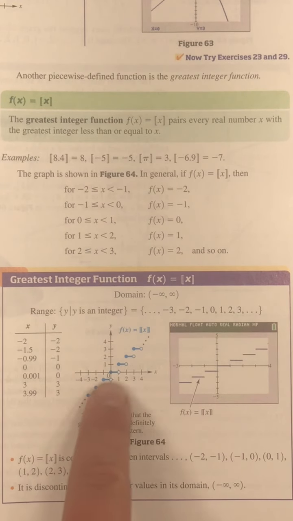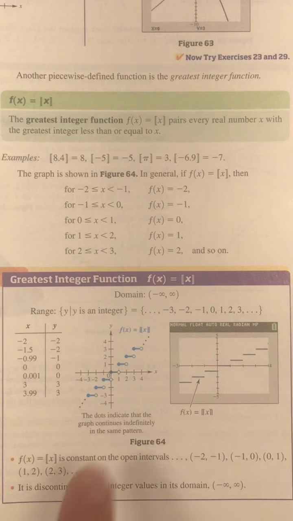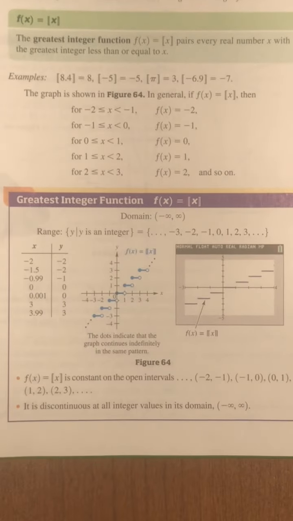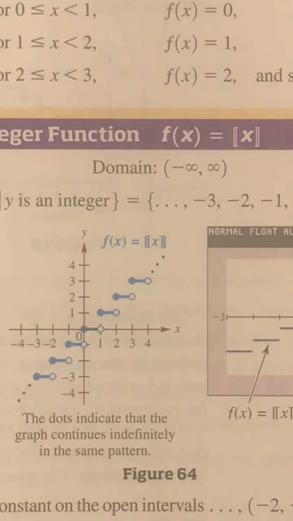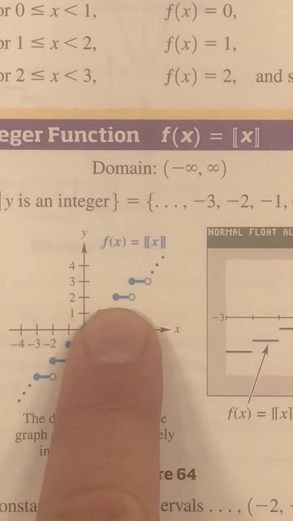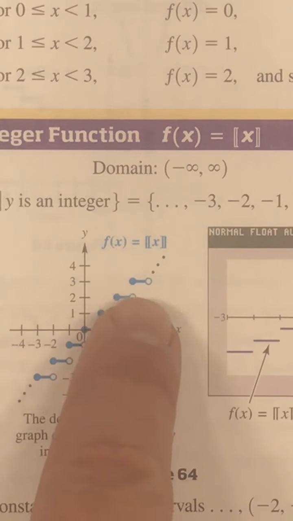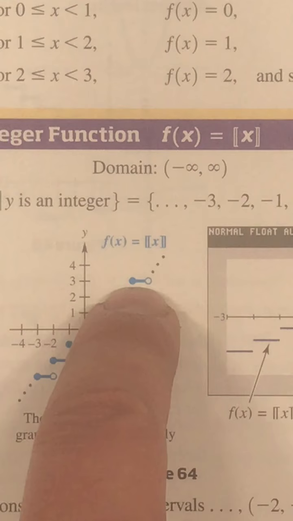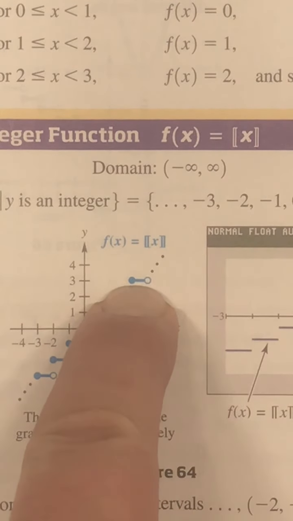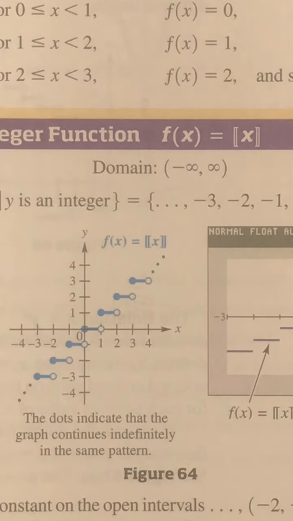So this looks like steps on the graph. Let's look at x between 2 and 3. No matter what value of x between 2 and 3, the greatest integer function is going to output y equals 2. And then once we get to 3 exactly, that's when the greatest integer function takes another step up to y equals 3. So we do have those discontinuities at each next integer.